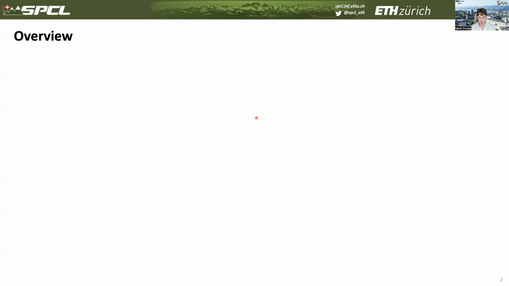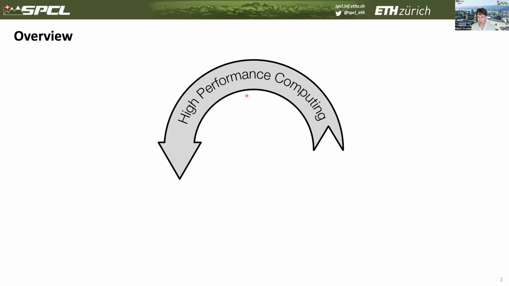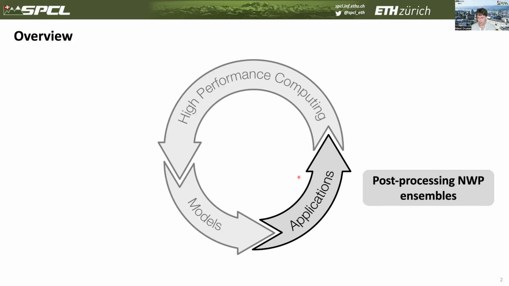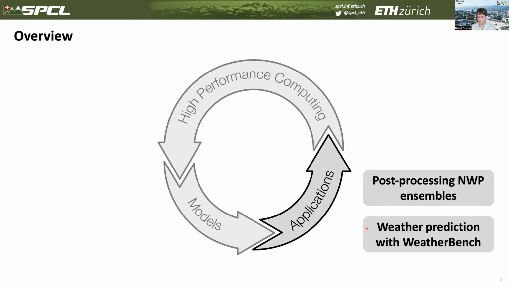So, as I think everyone knows, deep learning is sort of a conflux of high-performance computing leading to better models, which we can then use to improve applications of interest. And I'm going to talk a little bit about all of these. I'll first focus on applications, where we're introducing a new dataset, ENS10, for post-processing numerical weather prediction ensembles. And I'll also talk a little bit about weather prediction using the community WeatherBench benchmark.